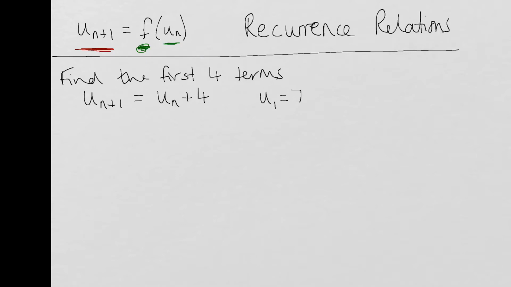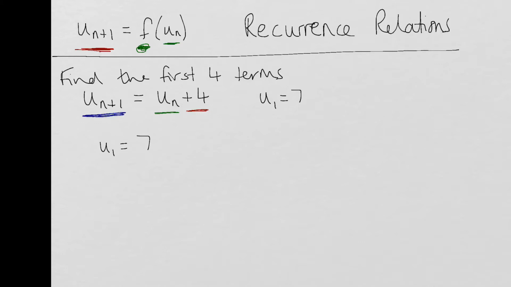So here we have our first example. It's telling us that in order for you to get the next term, so n+1, you need to use the previous term that you had, and then what you need to do to that term is add on 4. That's the function that you're using. So they're telling you that the first term is 7.